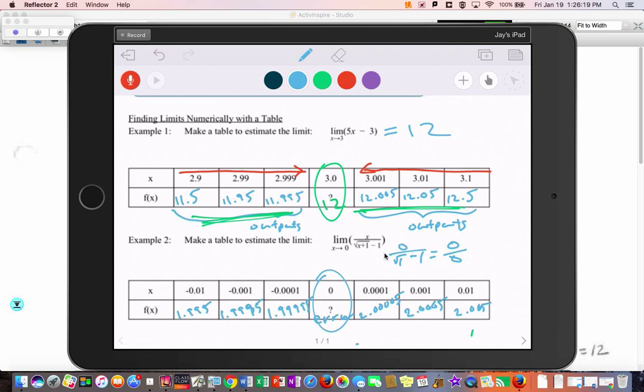So when you look at all this, again, what are these numbers getting close to? And everybody in the room probably will agree it's getting close to 2, so that's the limit.